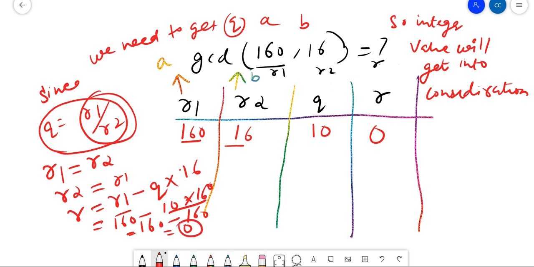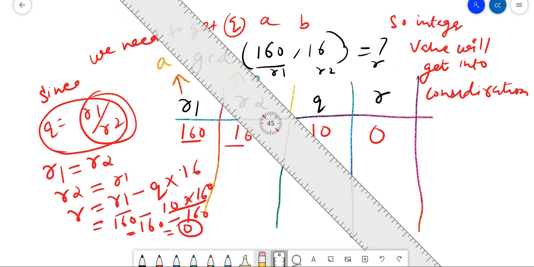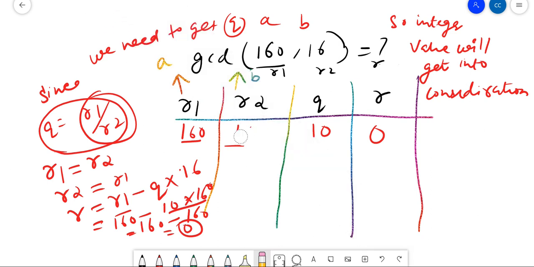Now let's take another example. I need to erase. I will take another value, then I will write the algo for another values.